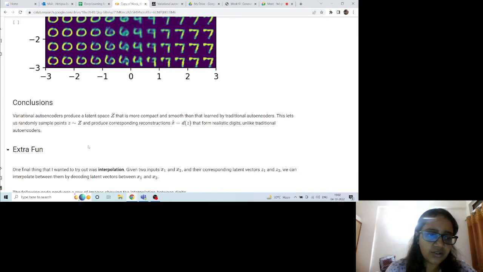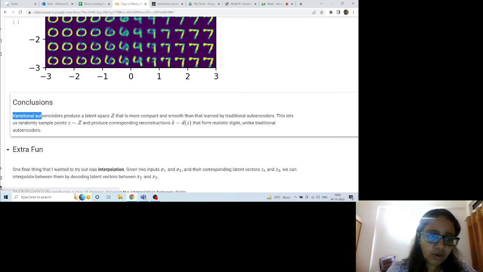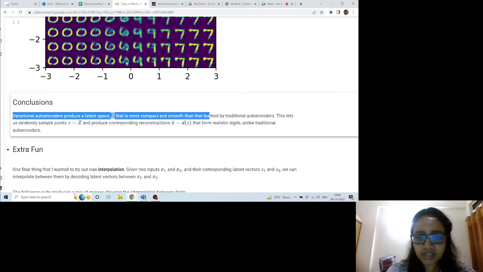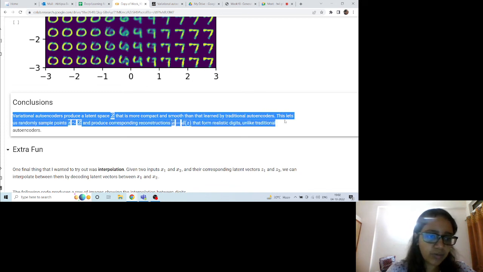So variational autoencoders produce a latent space Z that is more compact and smooth than that learned by traditional autoencoders. This lets us randomly sample points z from the space Z and produce corresponding reconstructions that form realistic digits, unlike traditional autoencoders.